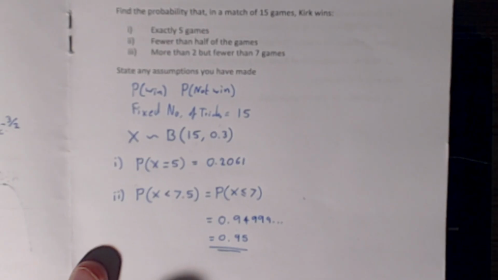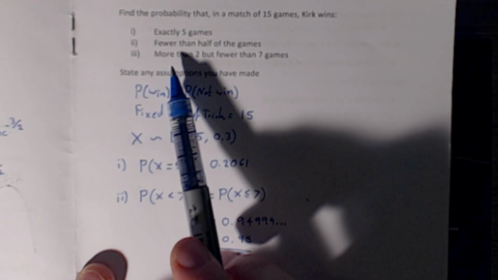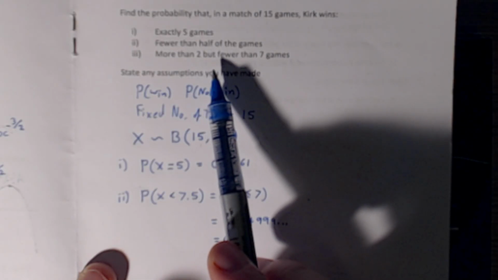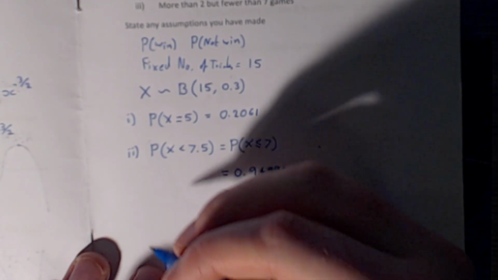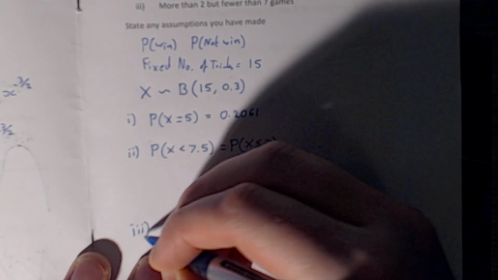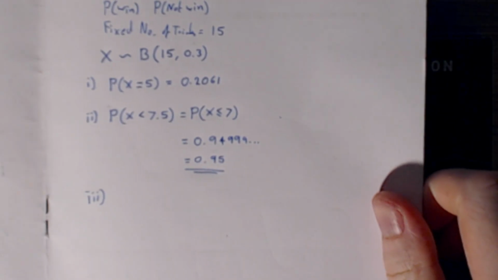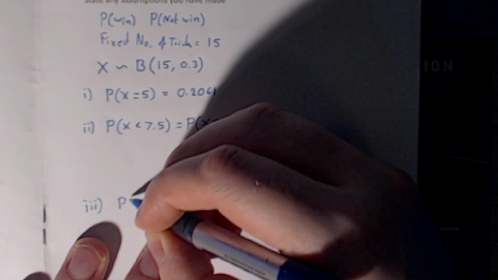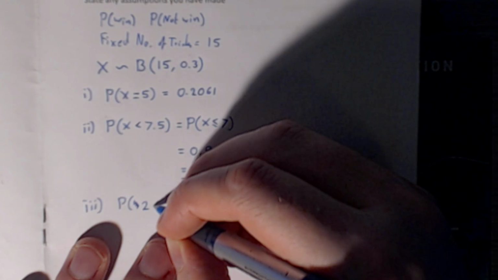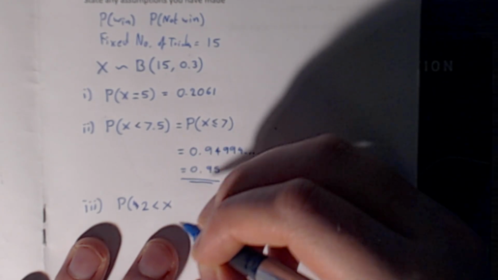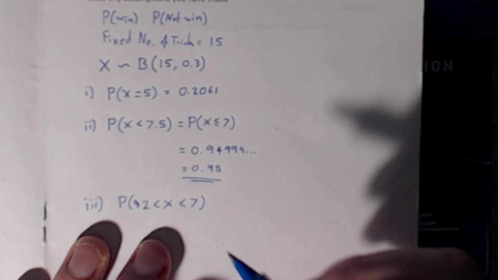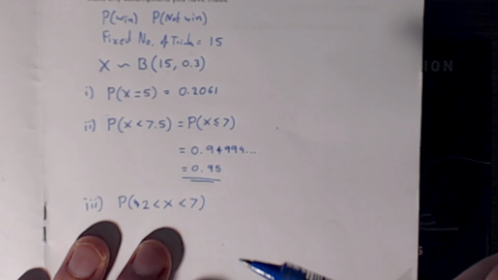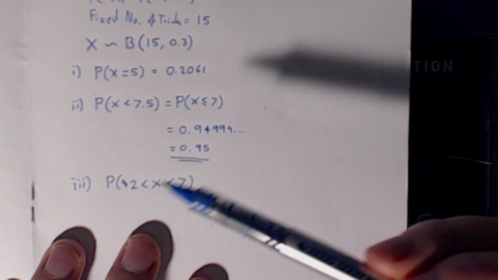Last of all, we want to know the probability that Kirk wins more than 2 games, but fewer than 7 games. So, just see my pen across the screen, but hopefully that's okay. What we're looking for here is the probability that 2 is less than x, so we're winning more than 2, but also fewer than 7. Now you notice there isn't a button to do this on your calculator, so we're going to have to be a bit clever about how we work this out.